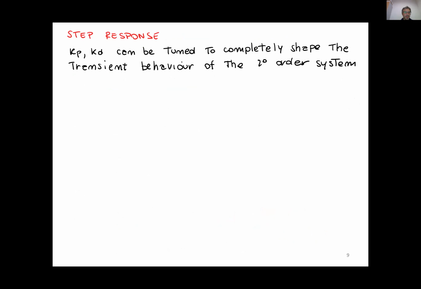In a PD controller, we can set the KP and KD gains and tune them to completely shape the transient behavior of the second order system. This means that since we are talking about a second order system, we are able to set both the natural frequency and the damping and improve the response of the error dynamics, increasing, for example, the speed of convergence and regulate the overshoot.